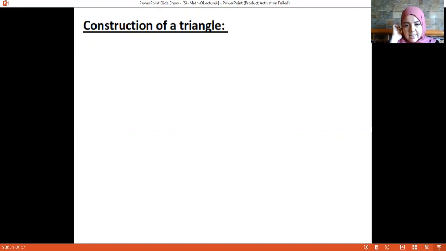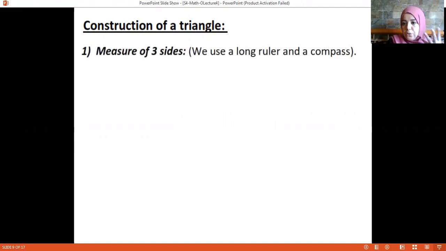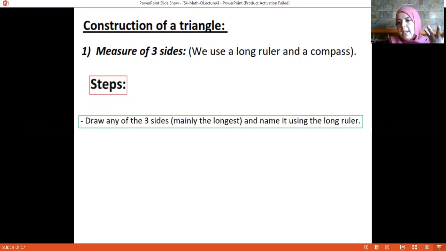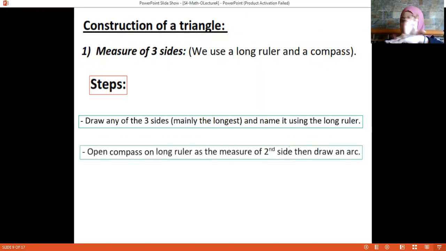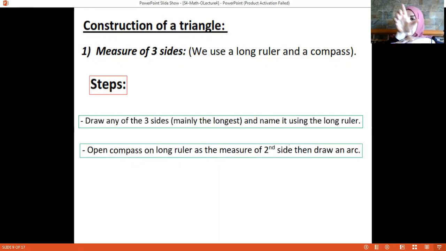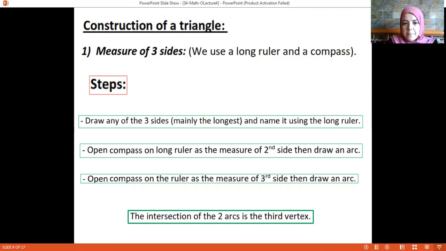Let us start with the first case. Suppose I told you to construct a triangle and I gave you three sides. You need to use a ruler and a compass. What are the steps? First, you draw any of the three sides, but we mainly choose the longest one. Then we use a compass to draw an arc as much as I gave you. For example, if it's 5 centimeters, you open the compass 5 centimeters. And if the third one is 6 centimeters, you open the compass 6 centimeters and draw another arc. The point of intersection of those two arcs is the third vertex.